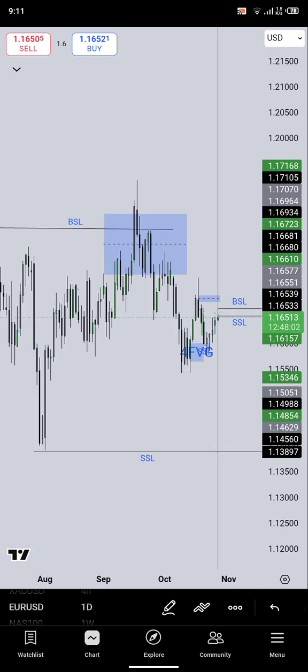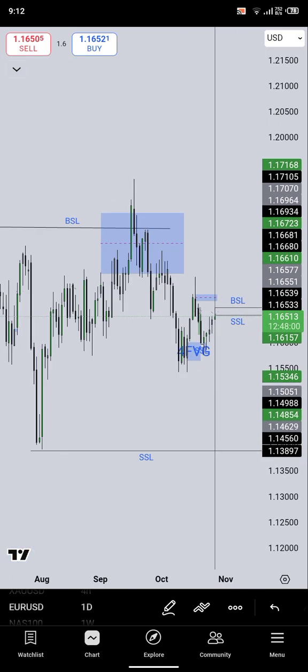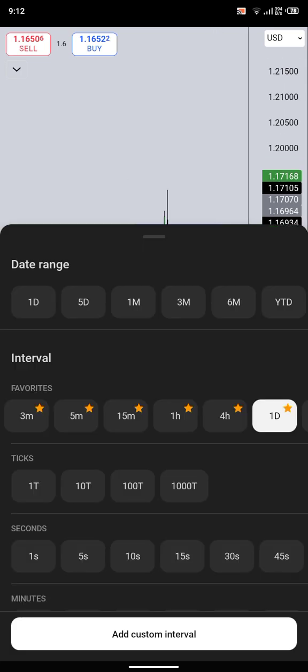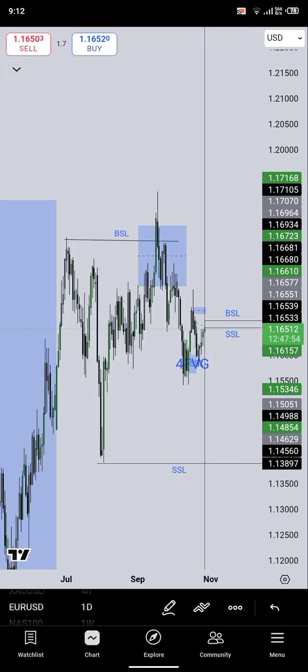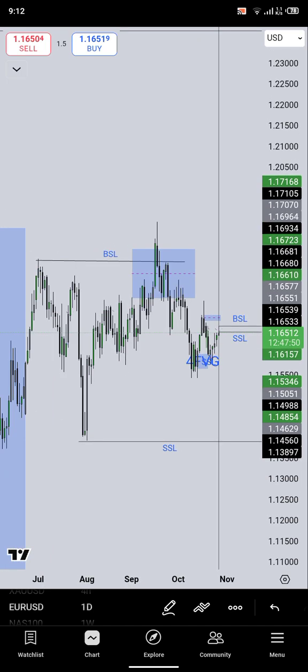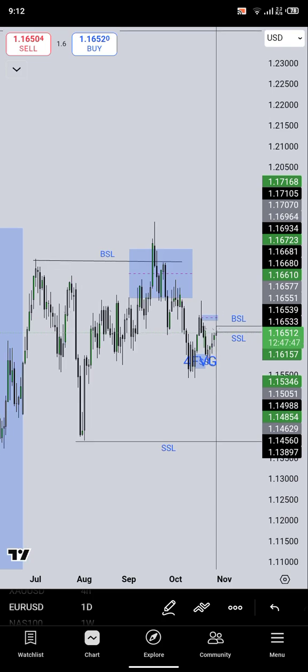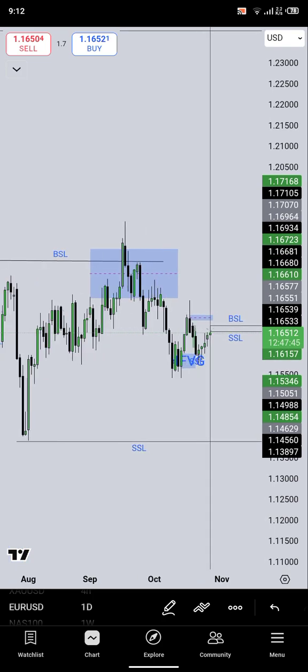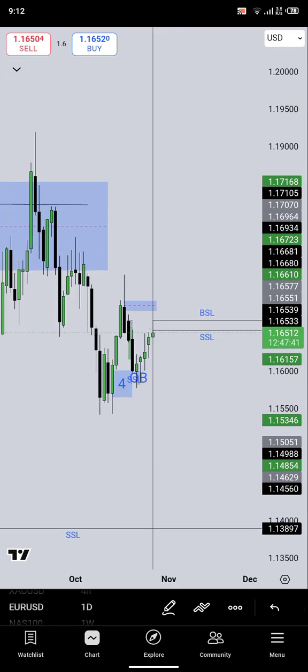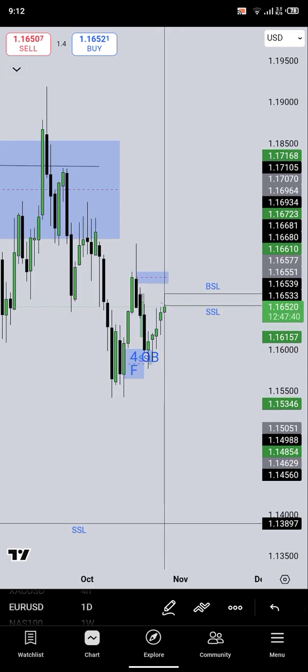So on the four, okay. On the daily time frame, we have buy side liquidity taken out, sell side liquidity still not taken out, but price currently approaching there.